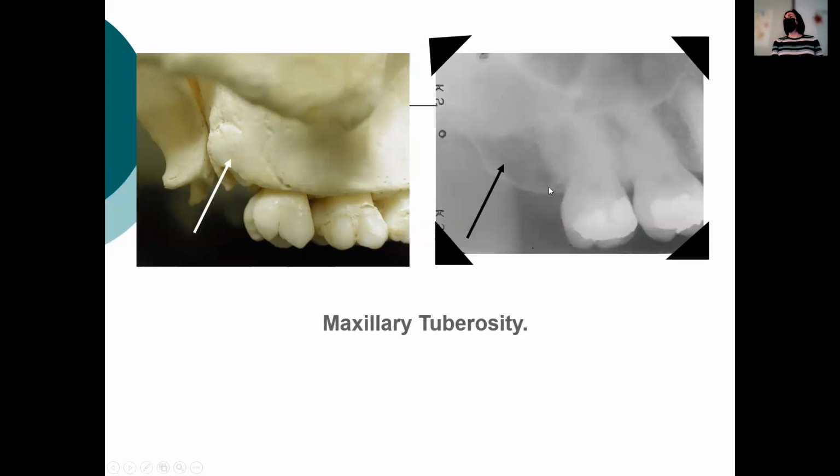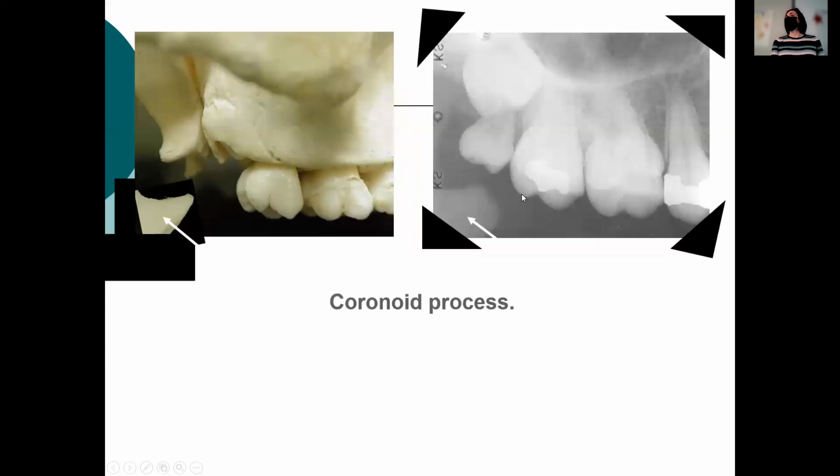Maxillary tuberosity again. Coronoid process, that's kind of photoshopped in, but there's a real x-ray with a coronoid process. There's a bunch of extra teeth, a little baby wisdom tooth, and then another wisdom tooth.